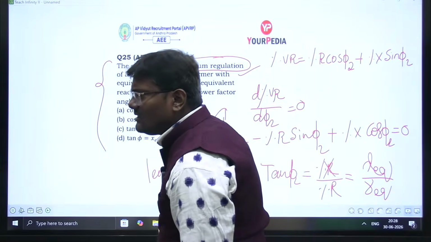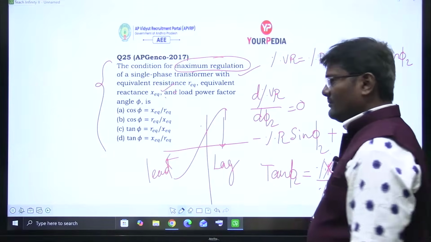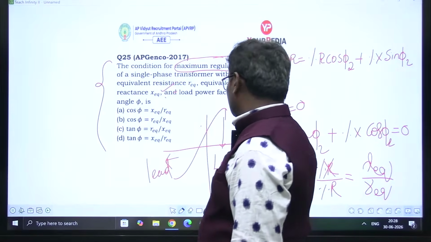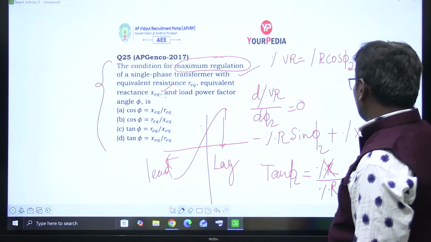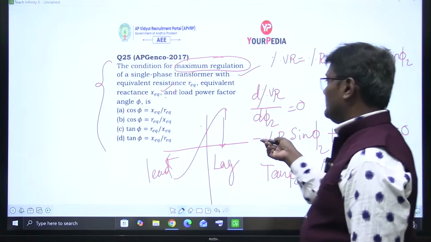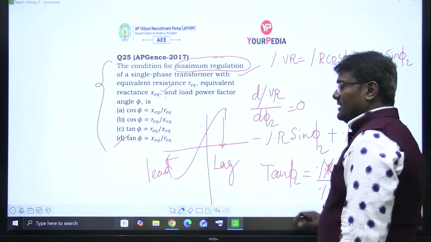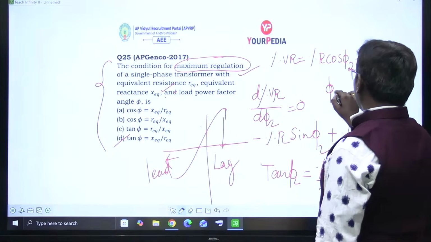Someone is giving C as the answer. No, it is X by R. R by X is for zero voltage regulation. From this sin phi 2, cos phi 2, tan phi 2. D option is correct. Okay, so phi 2 is equal to theta.